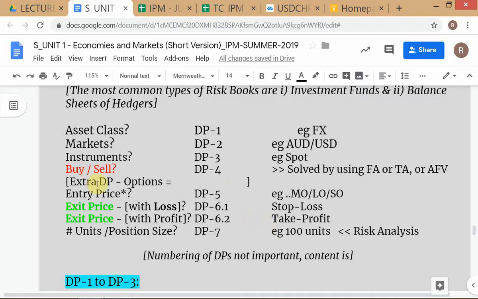So we are continuing with our decision problems. Right now you're doing this on a purely technical basis, and that is because of the urgency of having to do the project. Okay. So now we are talking about entry price.